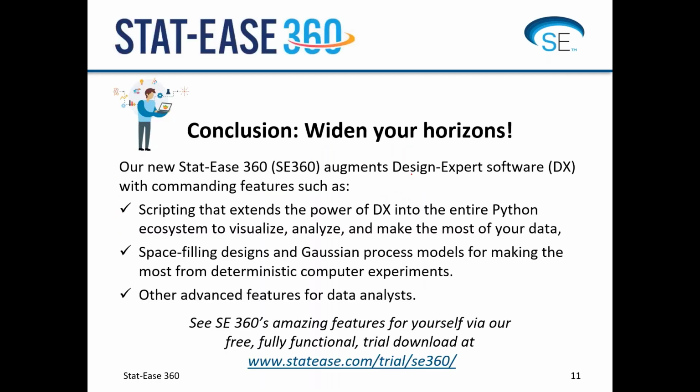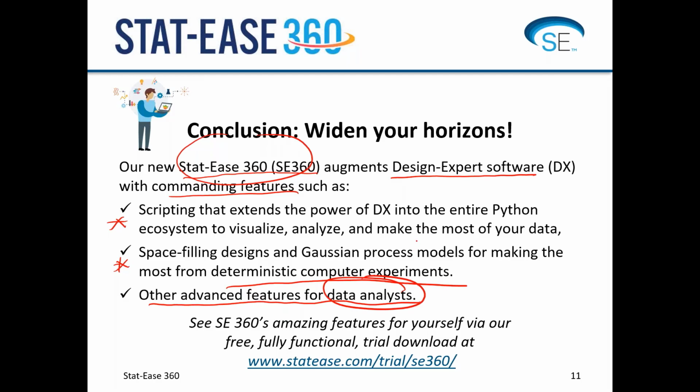So in conclusion, I hope that people that are currently using Design-Expert will consider widening their horizons by upgrading to the Stat-Ease 360. And those of you that are not using Stat-Ease software, why not come right in and get a trial download of the 360 to begin with, and then you may find that it's well worth it to stay with that highest level, or you might just go with the core of the DOE tools that come with the Design-Expert. But with the 360, you're going to get some commanding new features that I've been demonstrating. The last thing I showed is the scripting for the Python. And then before that, I talked about the space filling designs and Gaussian process models that make the most from these deterministic computer experiments. And then there's some other advanced features that you might look into, particularly for those of you that are data analysts or advanced practitioners of design of experiments.